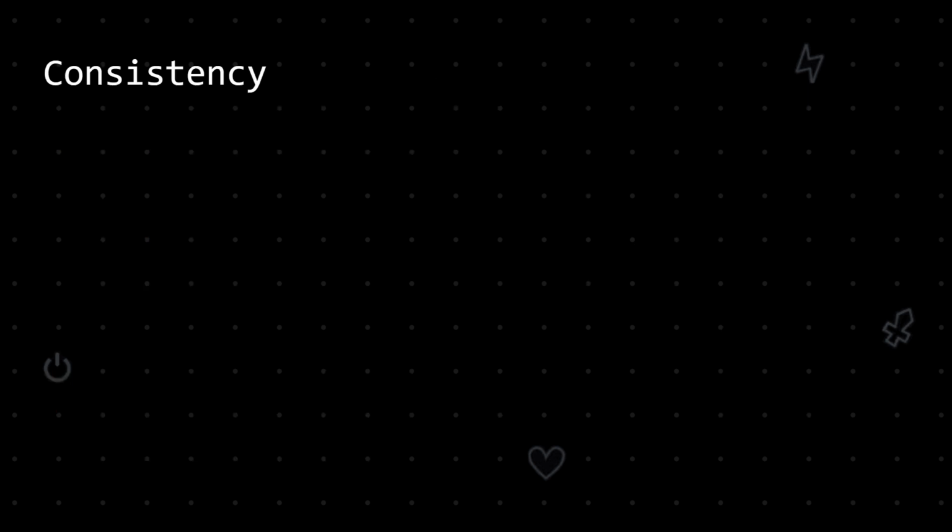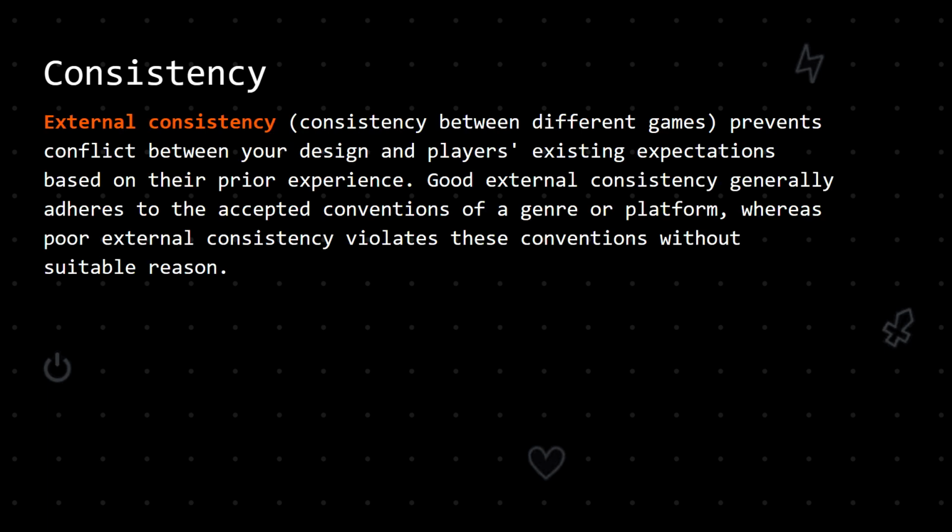Consistency, a design principle we previously discussed in relation to feedback, is also of importance in the design of controls. External consistency, meaning consistency between different games, prevents conflict between your design and players' existing expectations based on their prior experience. Good external consistency generally adheres to the accepted conventions of a genre or platform, whereas poor external consistency violates these conventions without suitable reason.